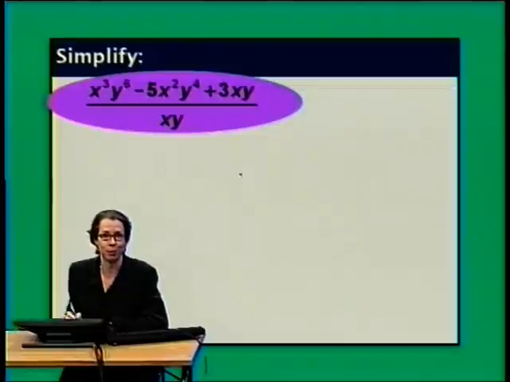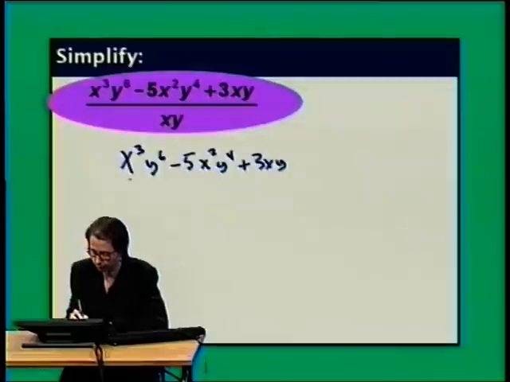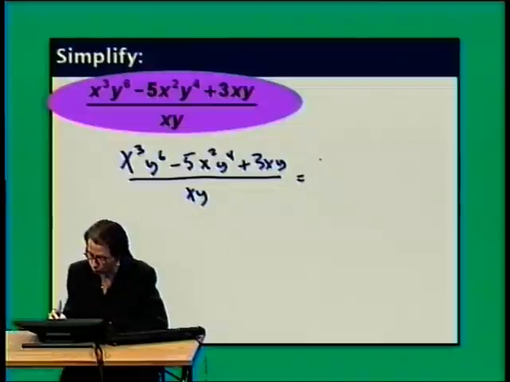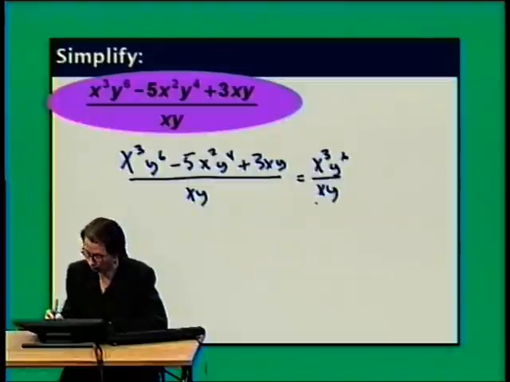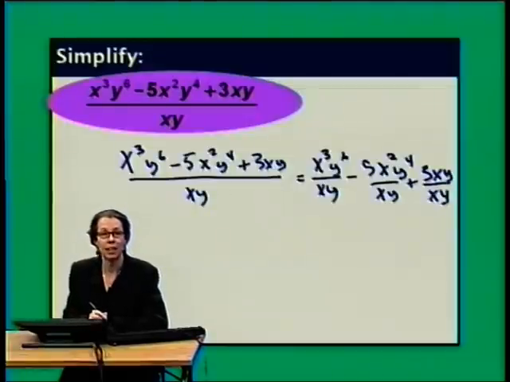A division problem. Here I'm dividing a polynomial with two variables by a monomial. And the best way to do this is to break it up into three fractions. I'm going to take each term in the numerator and divide it by the common denominator, xy. And now I'll simplify each one of those expressions separately.